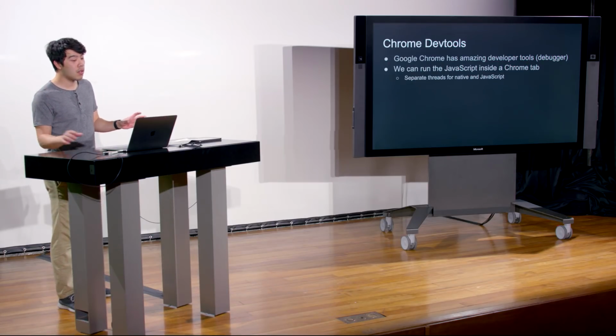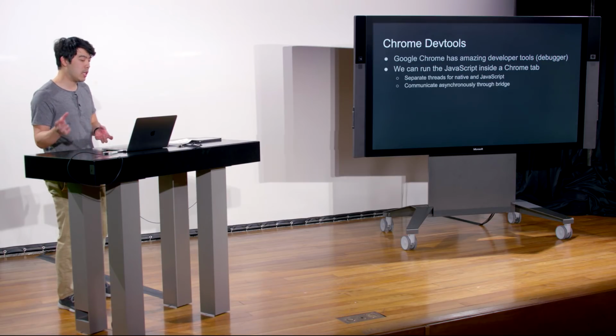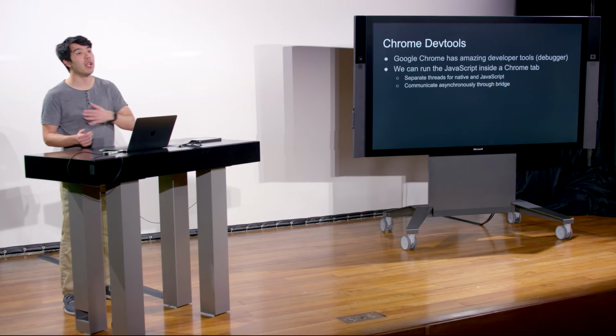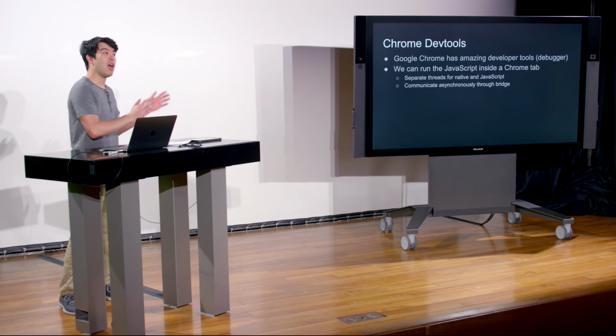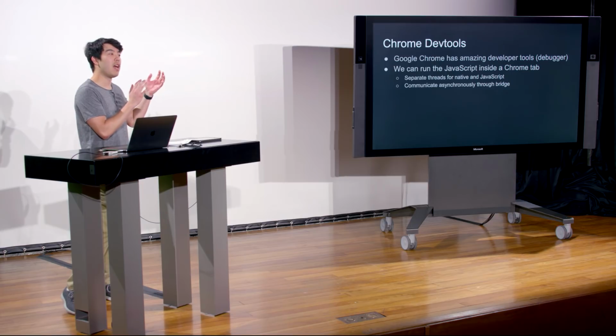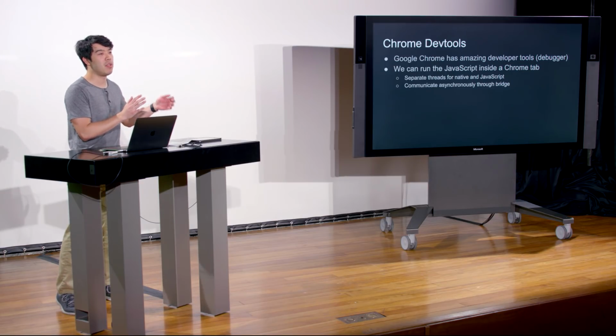Well, if you remember back, there are actually two separate threads, one for native and one for JavaScript. And how do they talk to each other? Well, they just communicate asynchronously through a bridge. It's just sending messages back and forth, like, hey, I need a button. And then the native side will give you that button, and when it's clicked, it'll say, hey, JavaScript, my button was clicked.